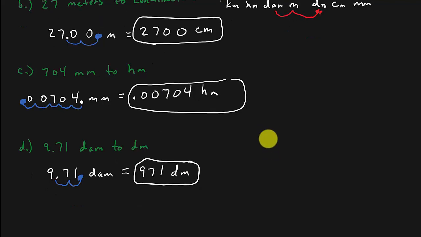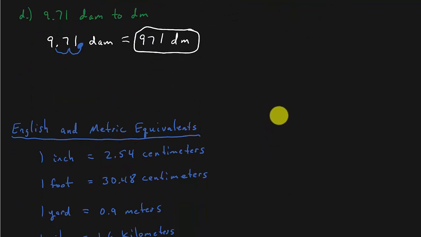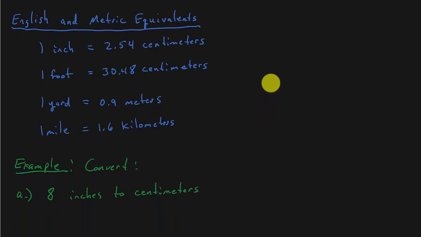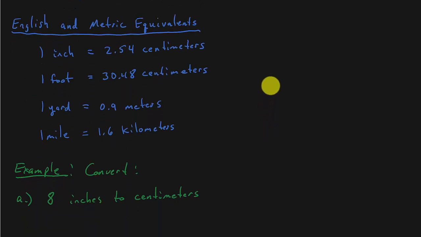All right. And I hope all this is making sense. It's not too bad. All right, now we have English and metric equivalence. So this is something you just need to know. Depending on your teacher, they may make you memorize those, or they may give them to you on a little formula sheet on the test.